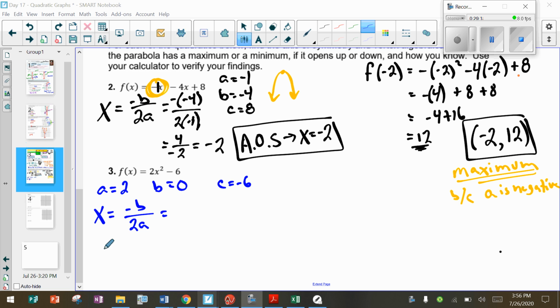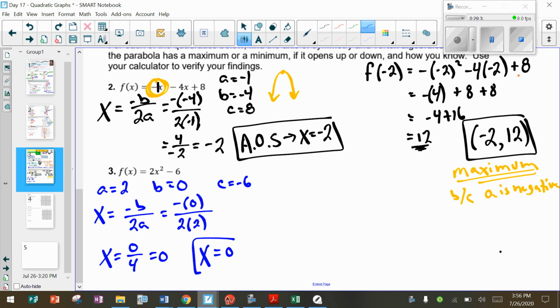So when you plug in the b value of 0 into the numerator of the fraction, negating it doesn't do anything, because negating 0 doesn't change it. It's still 0. So we end up with 0 over 4, which is just the number 0. So our axis of symmetry is at x equals 0.